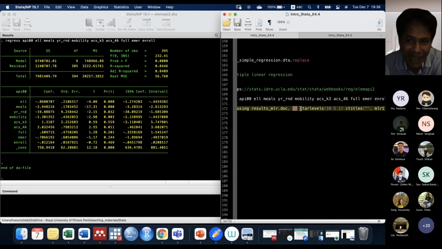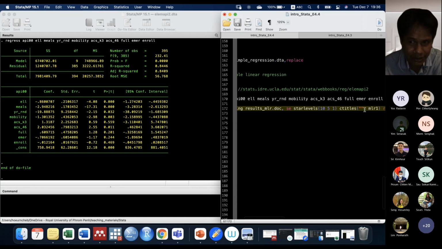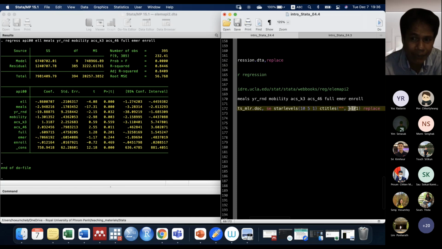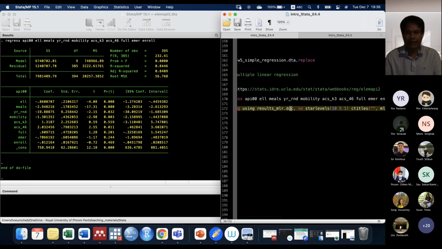and I give them a star level here, with 10%, 5%, and 1%. Ctitle is the title of the column. Put two quotation marks, and then I give the column name MLR1, multiple linear regression 1. Replace in case there is any existing document named result MLR. Follow me one by one.